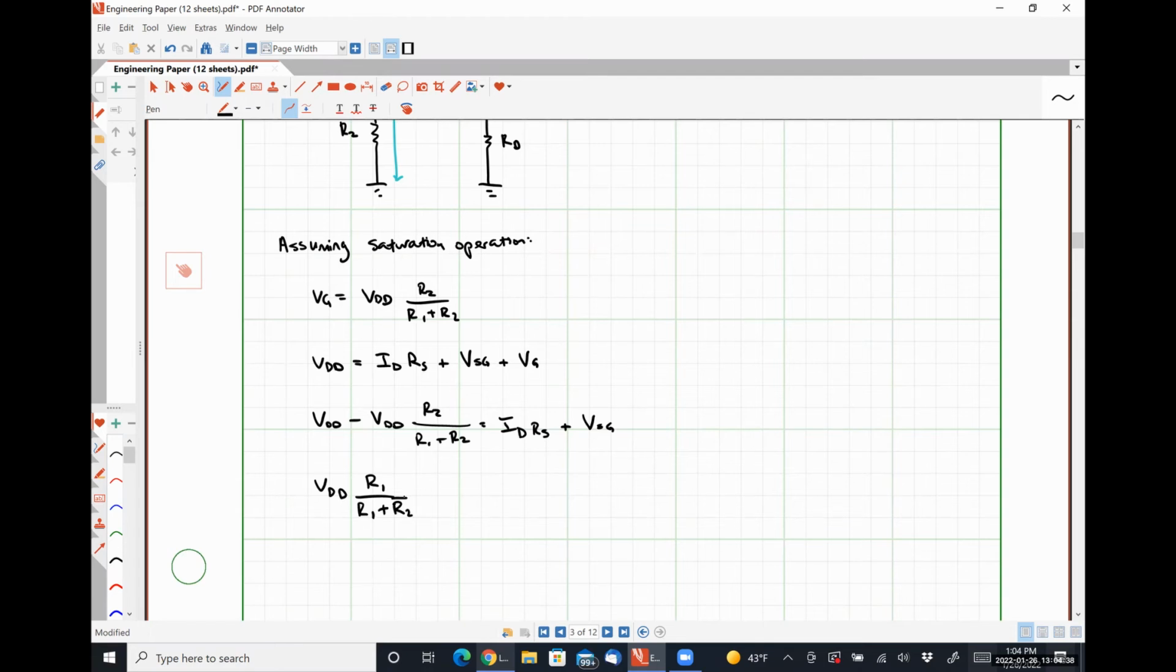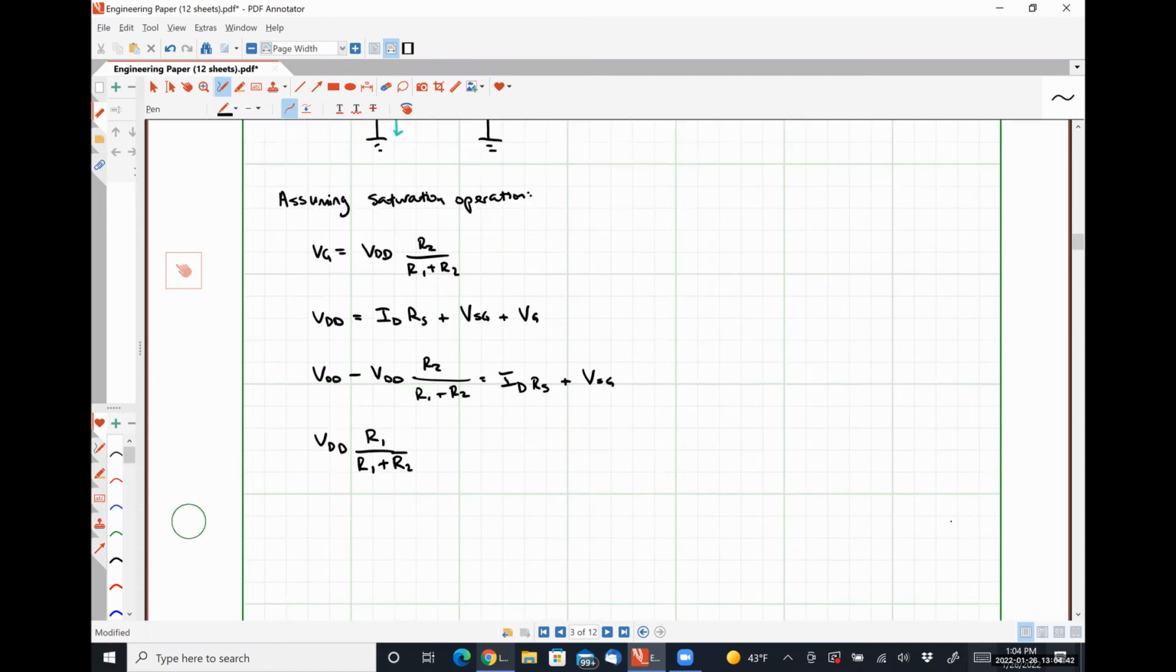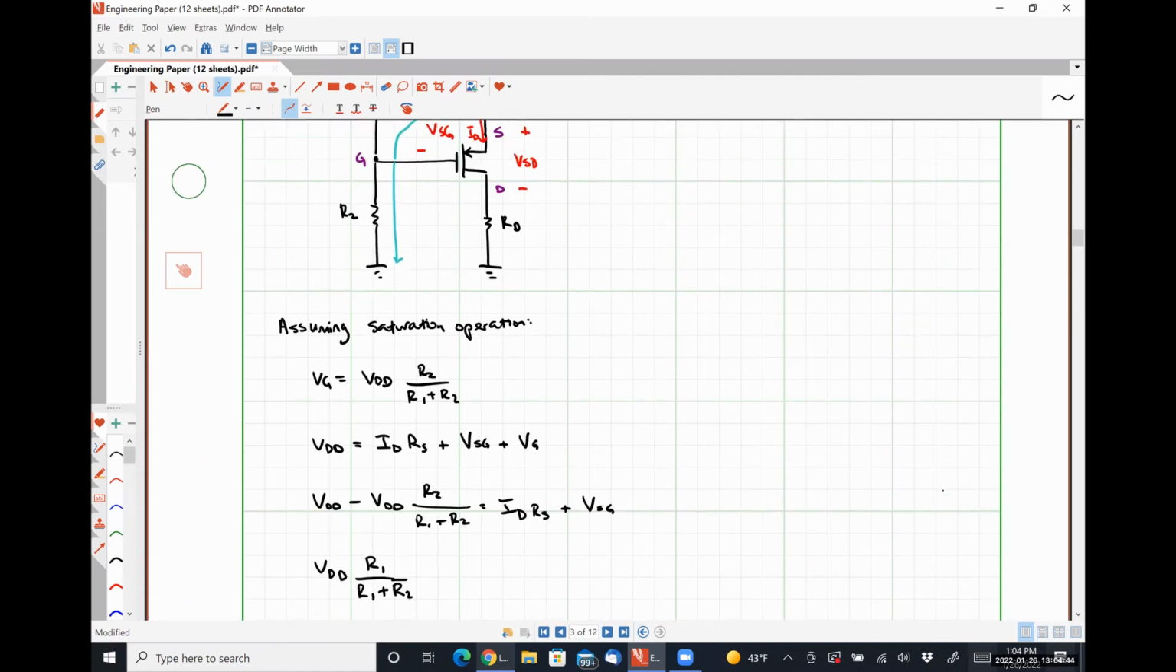In our NMOS equations, we wound up using, sorry, let me scroll up here, the voltage drop over resistor R2 in our equations. In our PMOS, we're actually using the voltage drop over resistor R1 is effectively what's happening here.